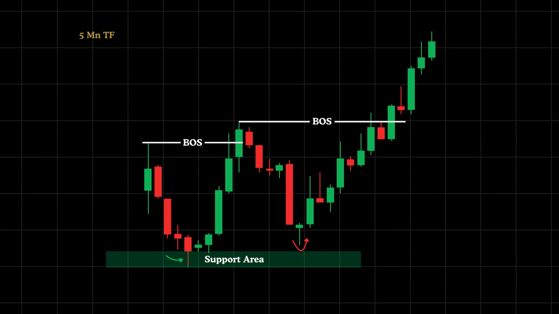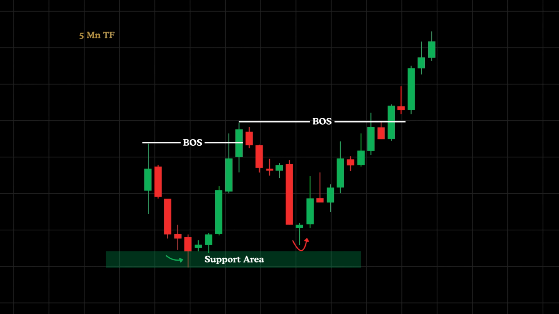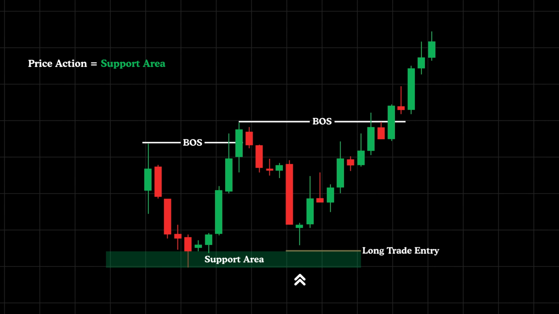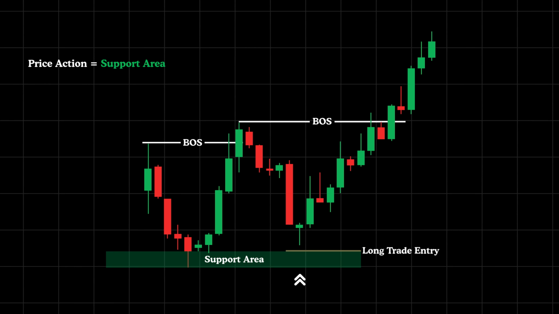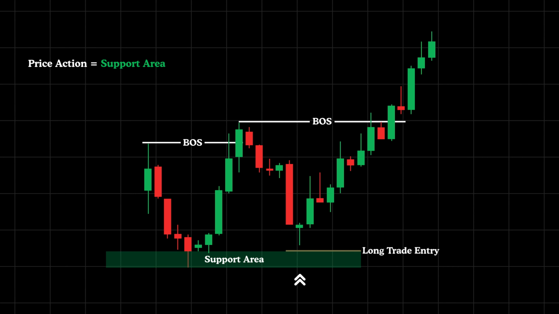But the market reverses even before touching that support zone, leading many retail traders to anticipate a long entry once the price nears that area. They wait, but the market reverses without ever reaching their entry, leaving them sidelined. Chances are, you've experienced this frustration too while trading.